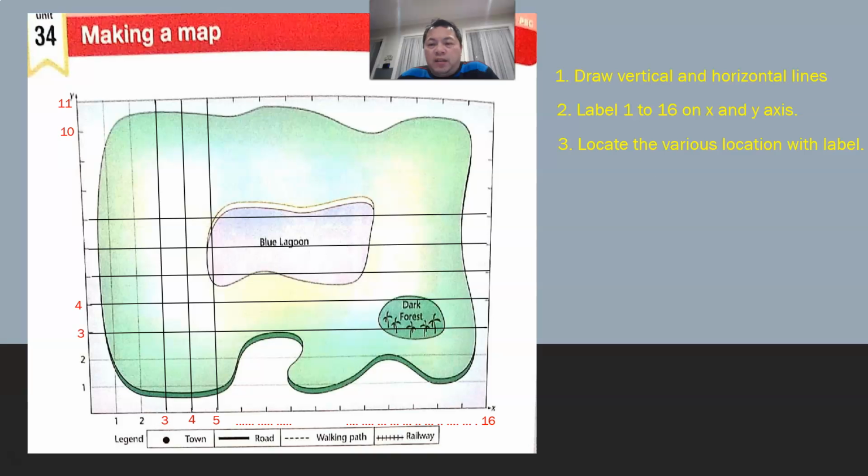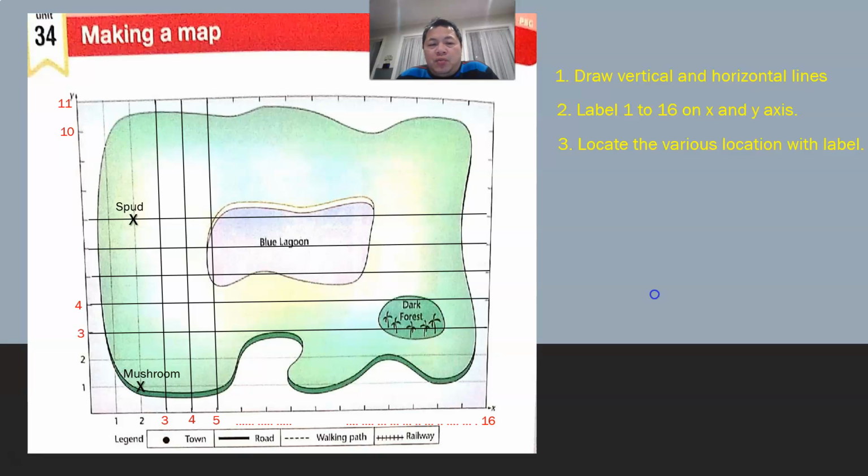Then after that, the third thing, you are supposed to locate the various locations with the labels given to you. One of them is the mushroom farm, which is actually 2, 1. And then you are also given the spot, which is 2, 7. So there are various locations given to you. After you draw the lines, you just have to do what I'm doing here. You put a cross and write down the name of the item.